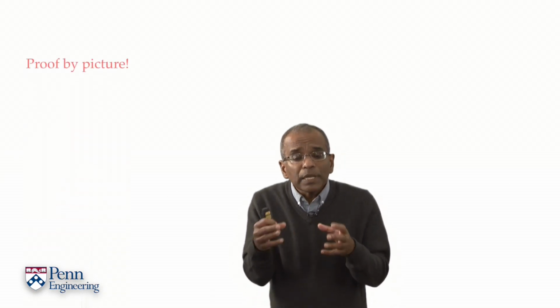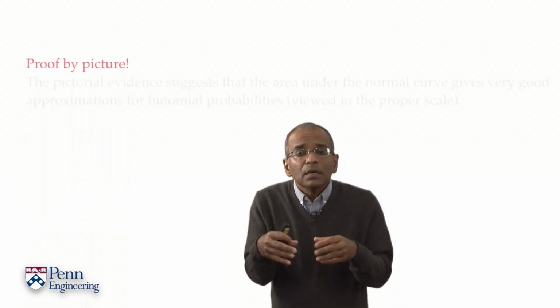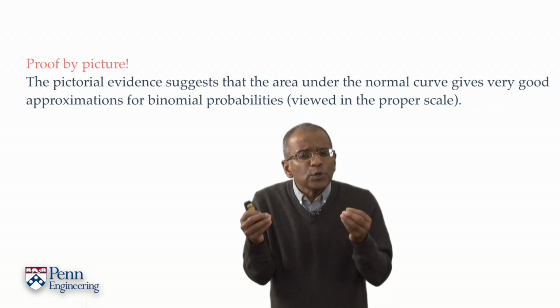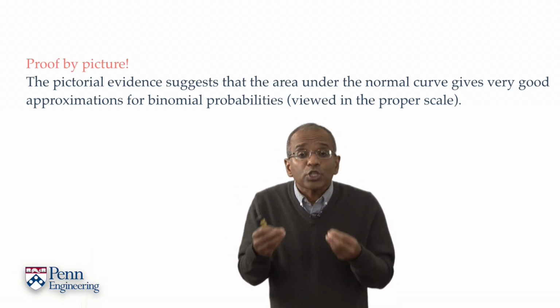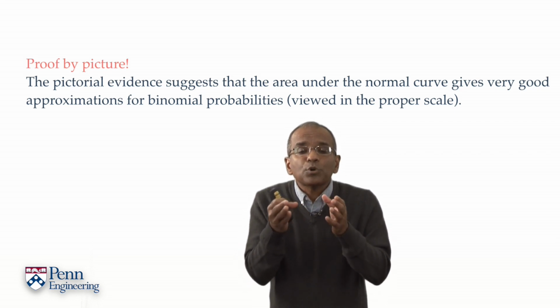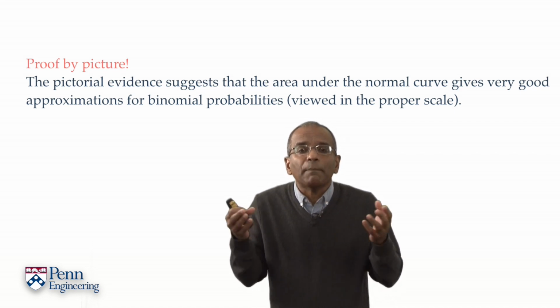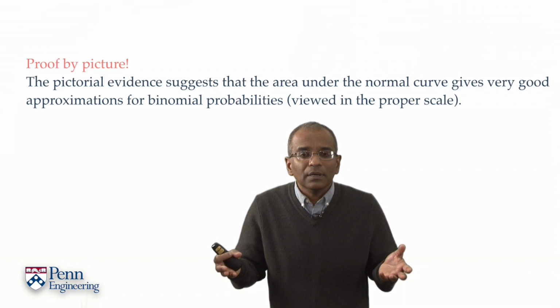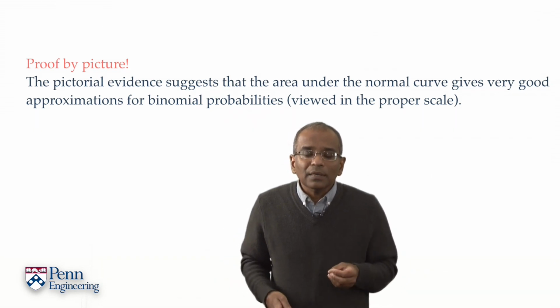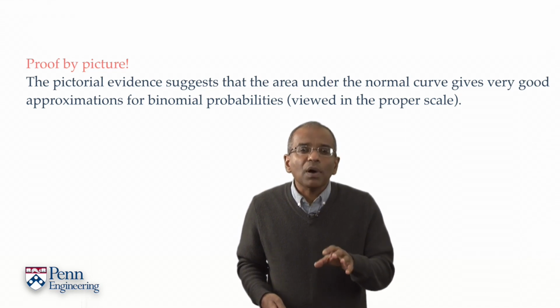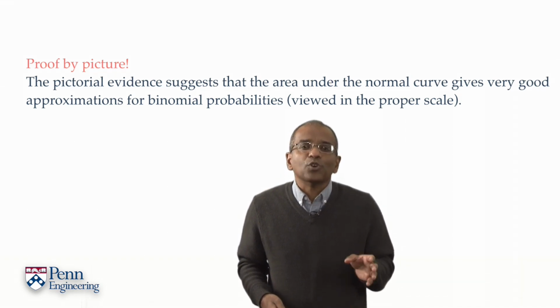The pictorial evidence is very, very strong here. This suggests that probabilities for binomials viewed in the proper scale may be well approximated by appropriate areas under a bell curve. This visual evidence is compelling and takes us to this powerful discovery from 4 centuries ago.